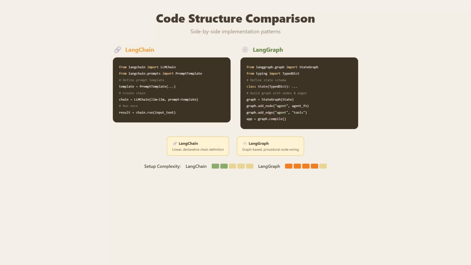And here's something important to remember. These frameworks can work together. You can use LangChain components inside LangGraph nodes. They're not mutually exclusive. Looking at the feature comparison, LangChain excels at simple chains while LangGraph handles cycles and loops. For state management, LangChain offers basic capabilities, while LangGraph provides advanced typed state with persistence. And for multi-agent systems, LangGraph is the clear winner.